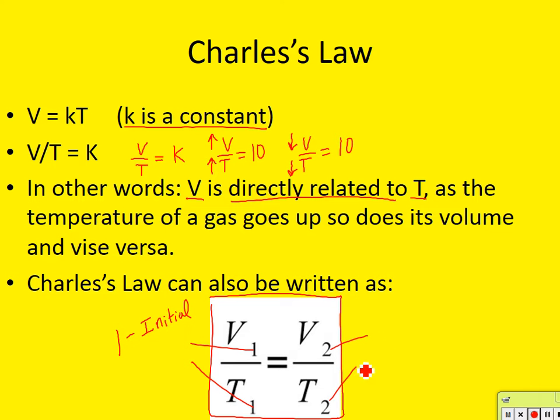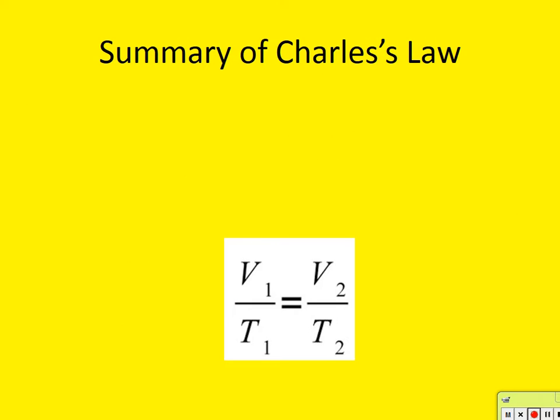The 2 over here tells us that's the volume and temperature final, or at the end, what it ends up being. And so when we plug in our variables, we have to be very careful in deciding what is the initial volume and temperature and what's the final volume and temperature of the gas. So, okay, that's Charles' law. V1 over T1 is equal to V2 over T2. Okay, that's basically it. We're going to summarize it now and then do a practice problem.